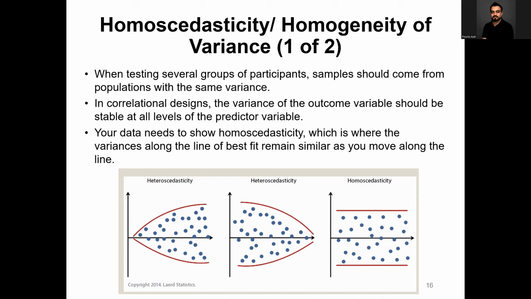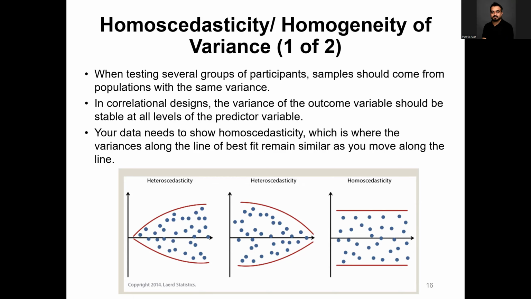The most important and the most common test is called the Levene's test, and we will see it in next slides. So homogeneity of variance, or homoscedasticity. This one talks about people in different groups. So when we have different groups, it means that the variance should be kind of similar to each other in different groups. So when we test several groups of participants, samples should come from populations with the same variance.